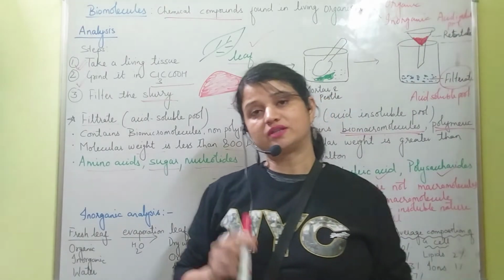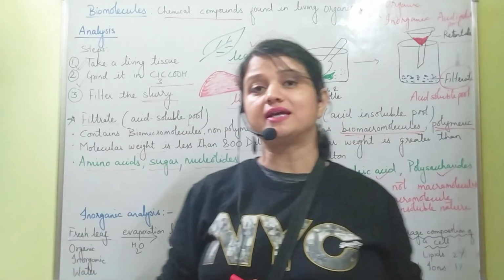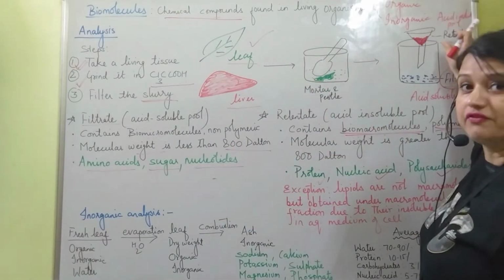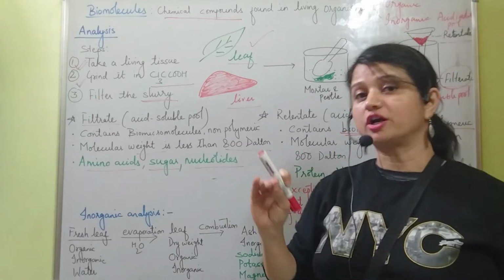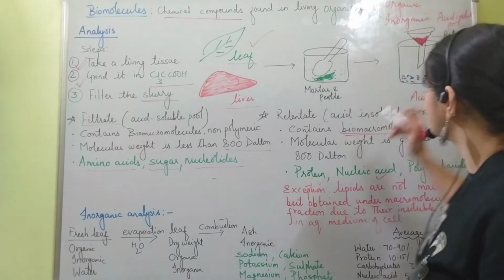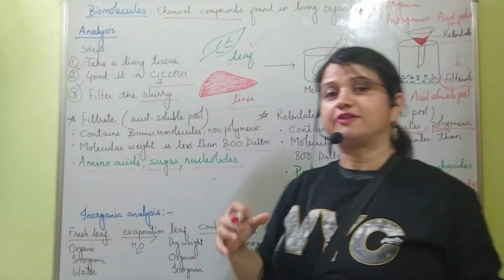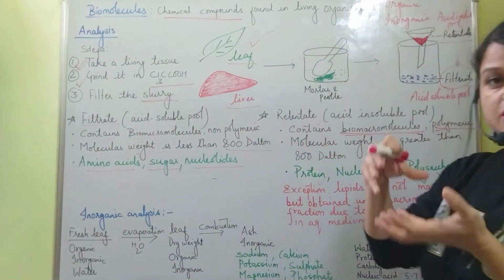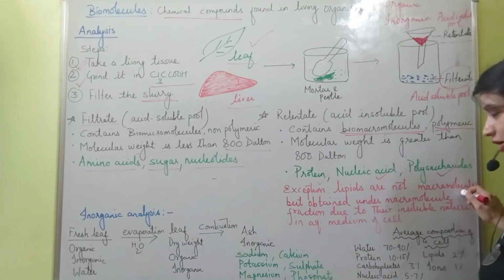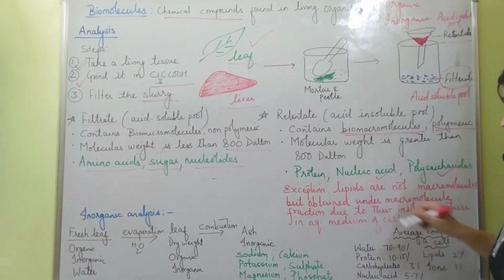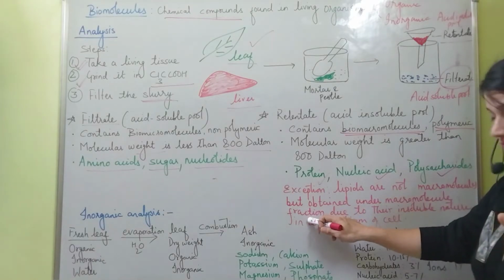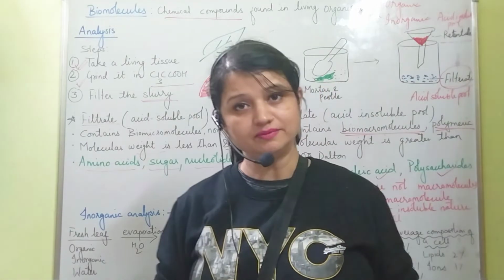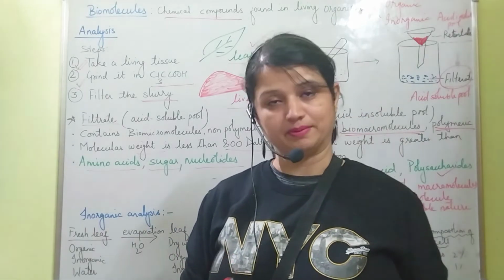My dear student, one thing you have to remember always is that lipid is a biomicromolecule, but it is found in the retentate which contains macromolecules. So lipid is not a macromolecule, it is a micromolecule, but it is found in the retentate because it forms aggregates. That's why it is found in the acid insoluble pool. So lipids are not macromolecules, but they can be obtained under the macromolecule fraction due to their insoluble nature in the aqueous medium of the cell. Clear? So this is an exceptional point which you have to remember.